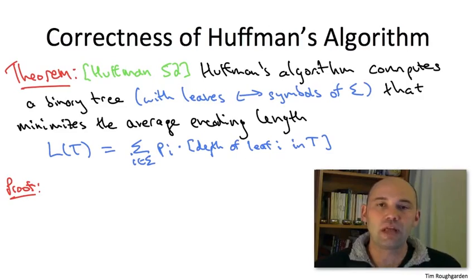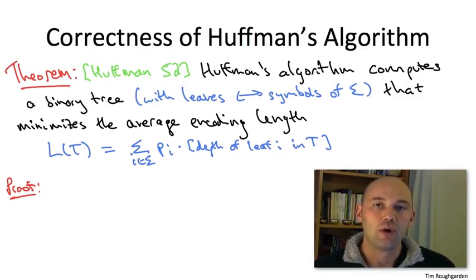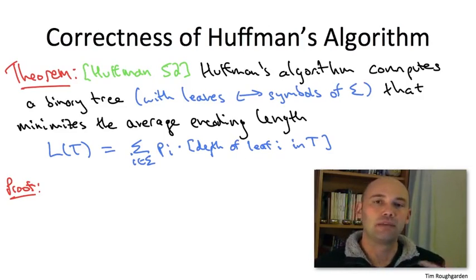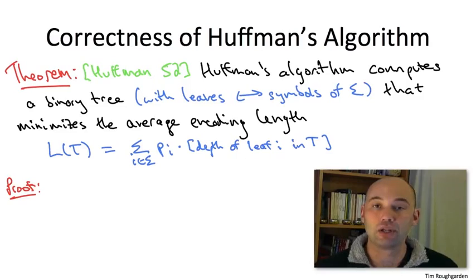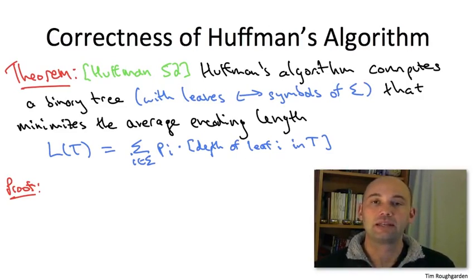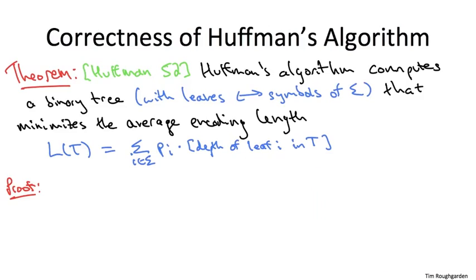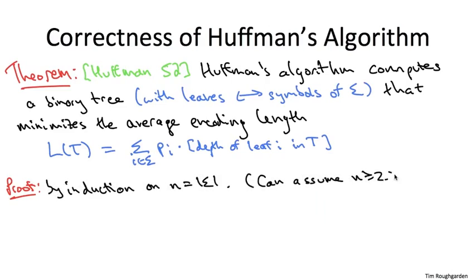But in the inductive step, we're going to use an exchange argument. So to justify each of our mergers, we're going to argue that any optimal solution can be massaged into one that looks more like ours without making it any worse. And that's how we argue that each of our individual mergers is in fact a reasonable idea, a good idea. So more precisely, we're going to go by induction on the size n of the alphabet. I'm going to assume, to make the problem non-trivial, that the alphabet size is at least 2.